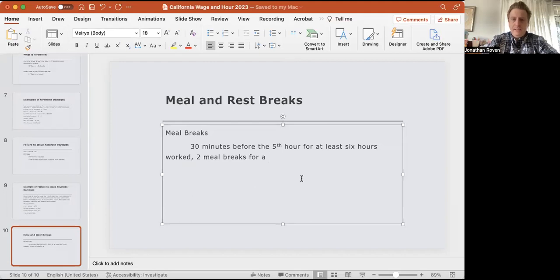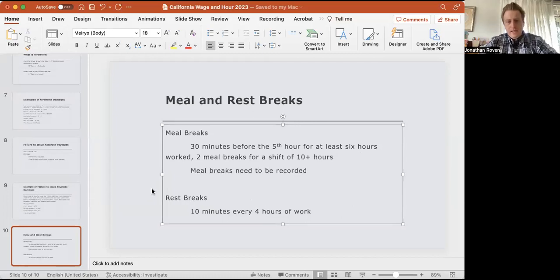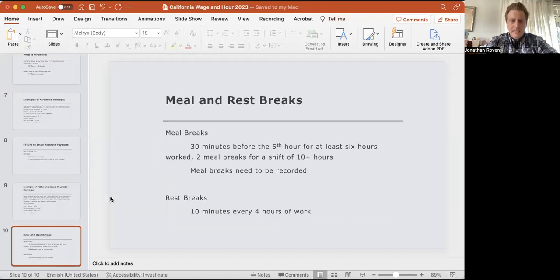2 meal breaks for a shift of 10 plus hours. Rest breaks are generally 10 minutes every 4 hours of work. Also, meal breaks need to be recorded. This is all assuming these are hourly employees. There are different rules for salaried employees, which I can get into another time.